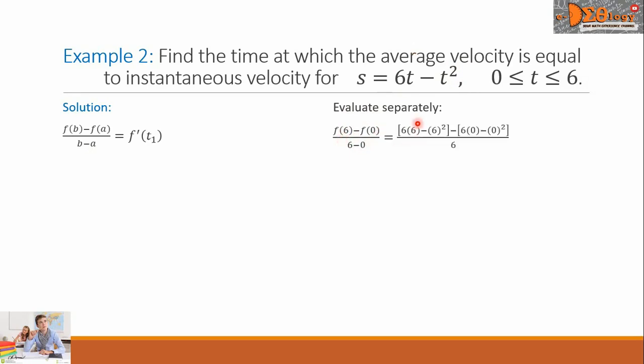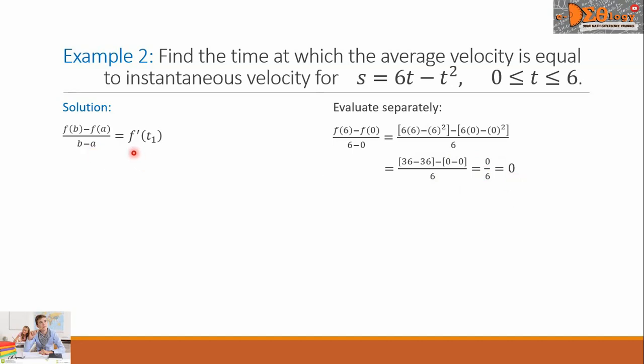So f of 6 equals 6 times 6 minus 6 squared. Then we'll copy the minus sign. Then f of 0 is 6 times 0 minus 0 squared, all over 6 minus 0, which is simply 6. Simplifying our numerator, 6 times 6 is 36, minus 6 squared is also 36, minus 6 times 0 is 0, minus 0 squared is 0. 36 minus 36 is 0, minus 0. So in the numerator, we can simply write 0 all over the denominator 6, and the quotient here will give 0. This is the value of our left side.